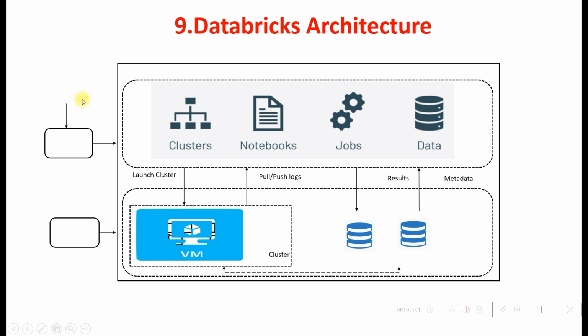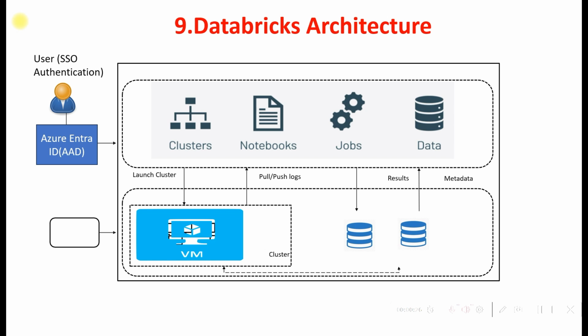So in this slide, we will talk about the Databricks architecture. Everything starts with the user, which is you or anyone using Databricks. You log in using single sign-on. SSO means single sign-on authentication. This means you don't need to remember multiple passwords. It's super secure and convenient because it uses your organization's existing login system. Then Azure Entra ID. After you enter your login details, the request goes to Azure Entra ID, which was previously known as Azure Active Directory. It checks your identity and permissions, making sure you have the right access.